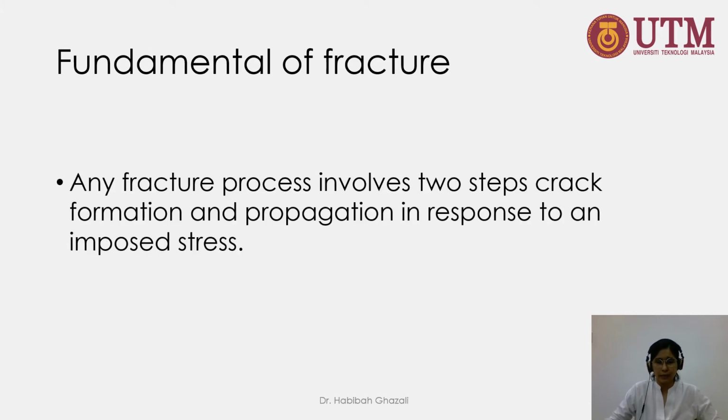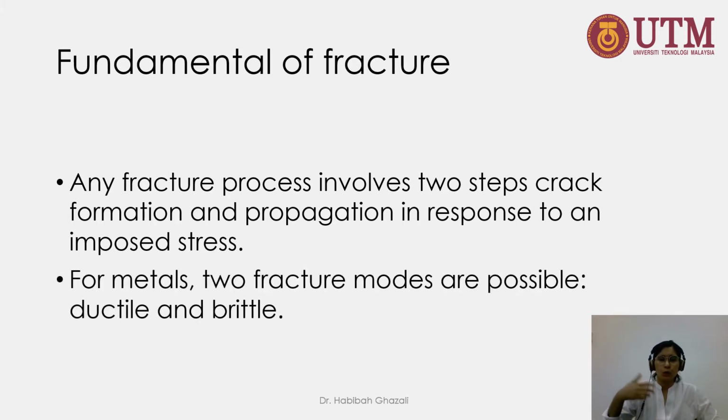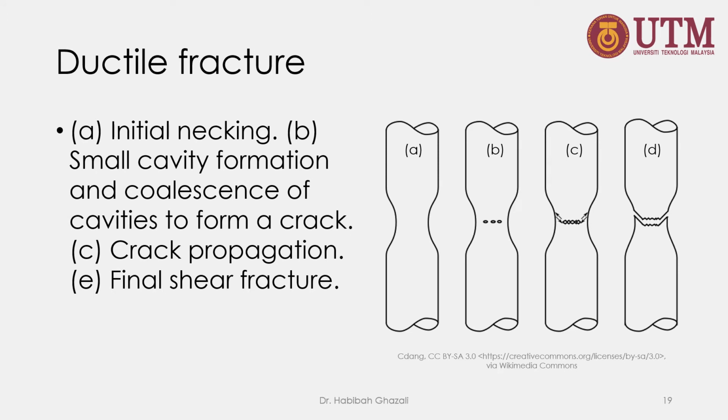Any fracture process involves two steps. The first one is crack formation, and the second one is the propagation of that crack in response to an imposed stress. So for metal, two modes of fracture are possible. One is ductile and another one is brittle. So ductile fracture happens in 4 steps. The first step is the initial necking. This is where the material starts to deform in a non-uniform manner. So plastic deformation happens in a non-uniform manner.